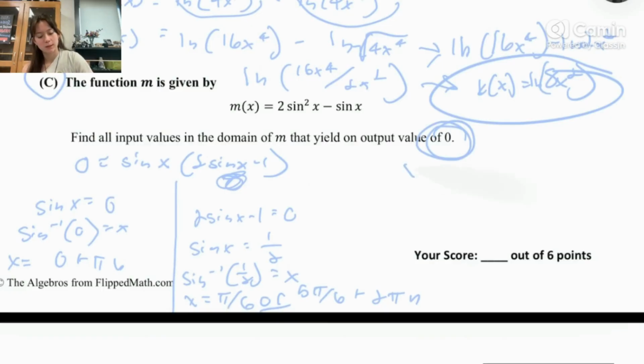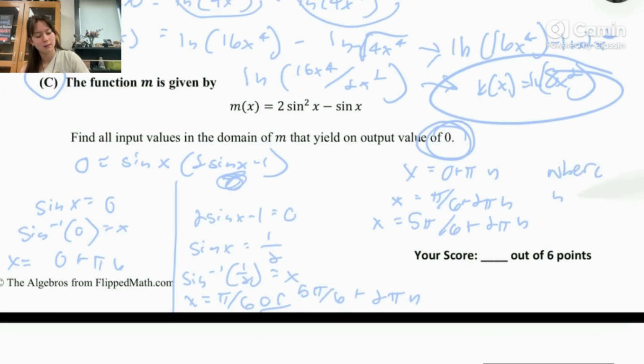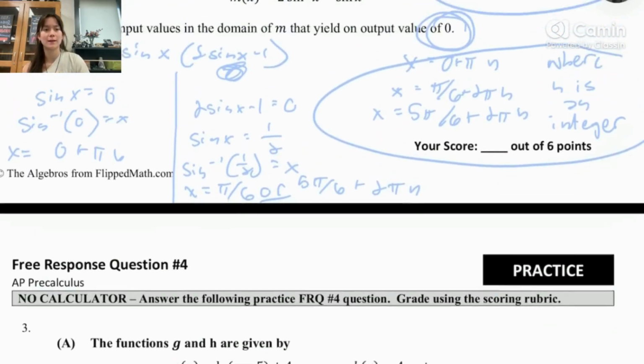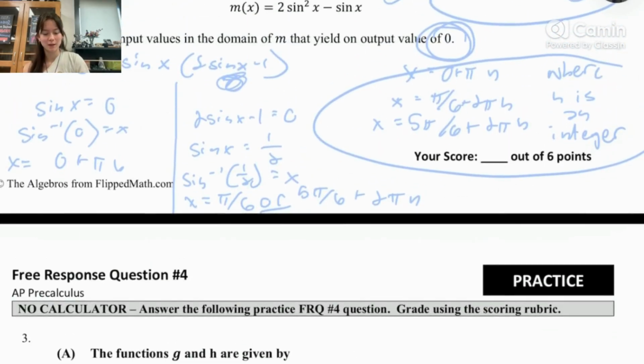So our final answers will be x equals 0 plus pi n, and x equals pi over 6 plus 2 pi n, and our last one would be x equals 5 pi over 6 plus 2 pi n. And make sure again to note where n is an integer. Okay, here's your final answer.